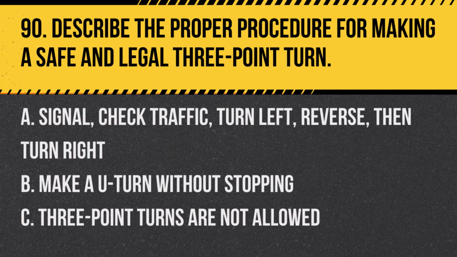Question 90. Describe the proper procedure for making a safe and legal three-point turn. A. Signal, check traffic, turn left, reverse, then turn right. B. Make a U-turn without stopping. C. Three-point turns are not allowed. Answer A. Signal, check traffic, turn left, reverse, then turn right. This maneuver should be done safely where permitted.